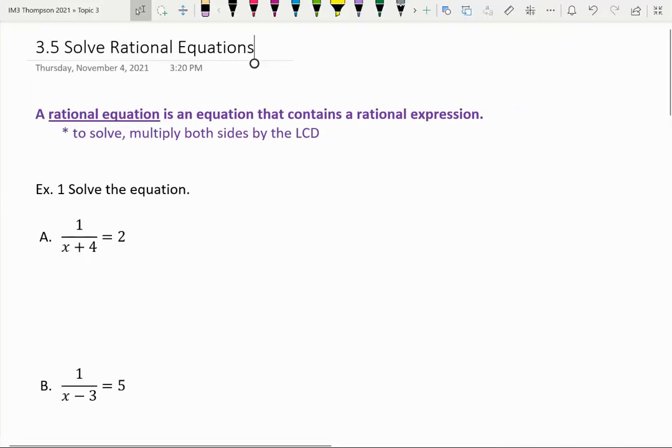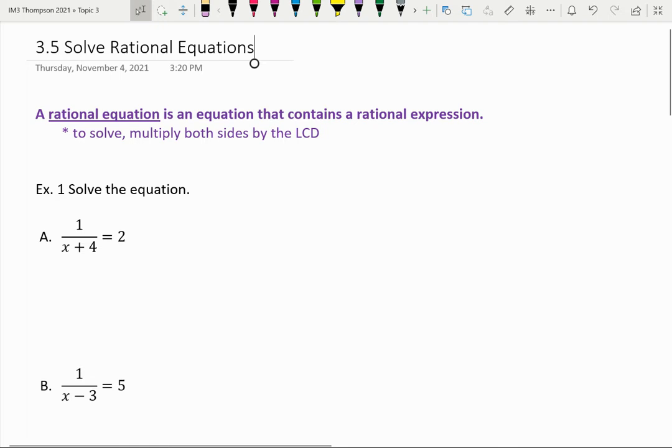Okay, here we go. 3.5, solve rational equations. What is a rational equation? A rational equation is an equation that contains a rational expression. It can contain more than one, but it has to have at least one to solve.